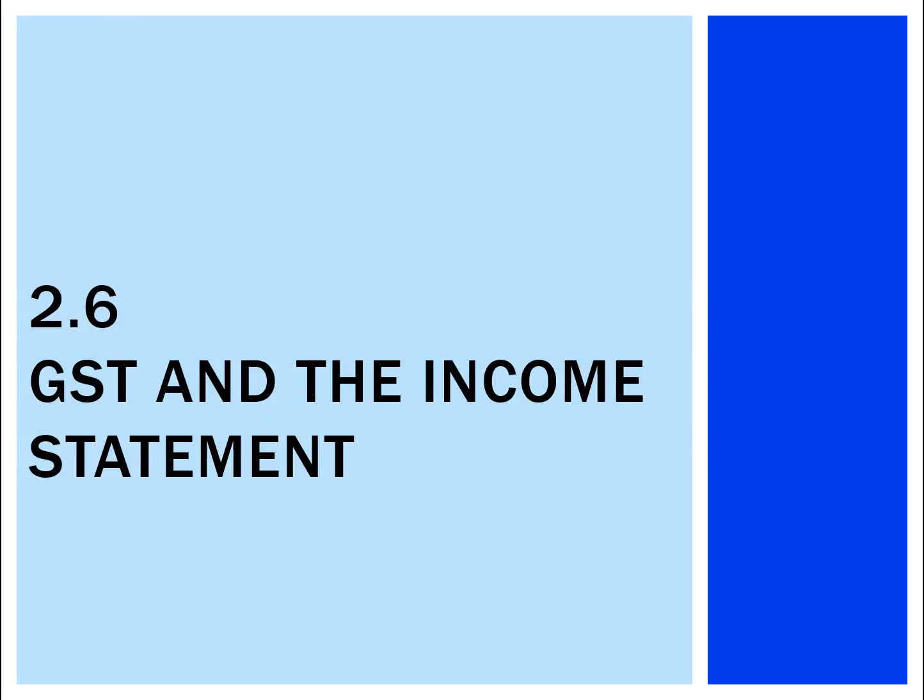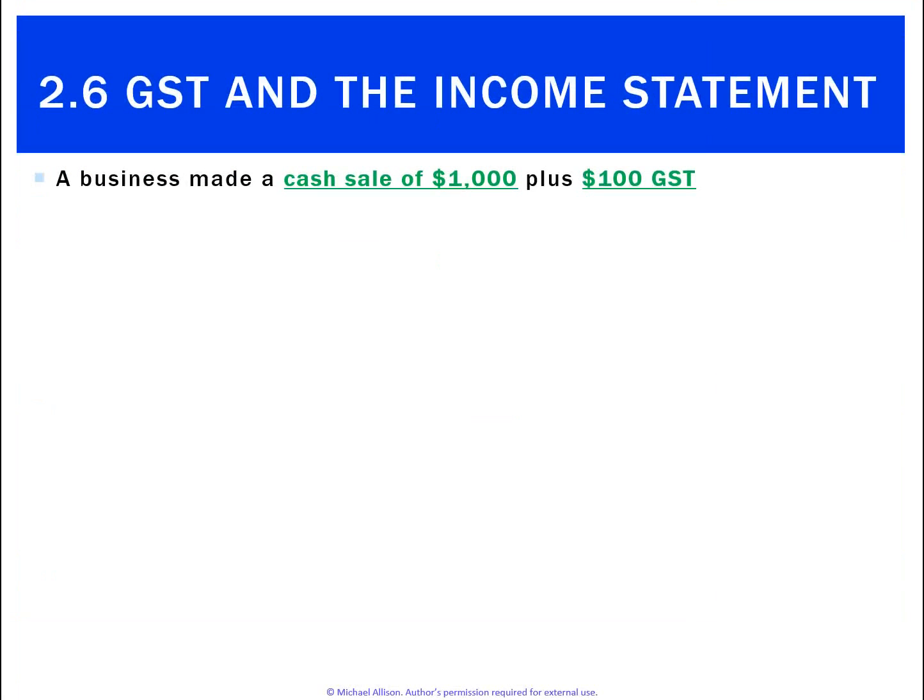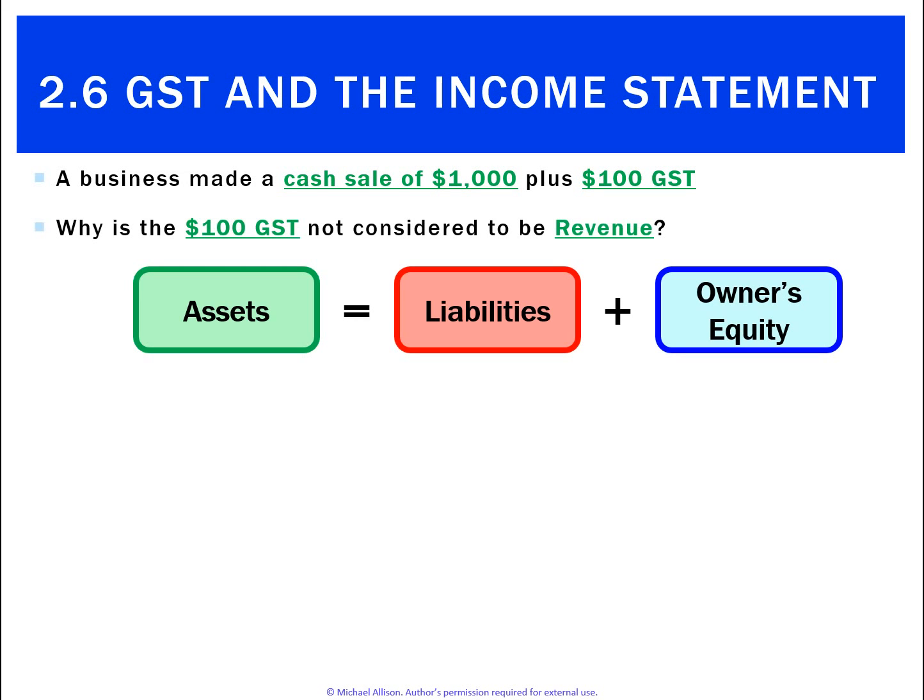We're going to look at GST and its impact on the income statement. So we looked at these examples in the previous lecture, but let's just go through another transaction. A business made a cash sale of $1,000 plus $100 GST. Why is the $100 not considered to be revenue?